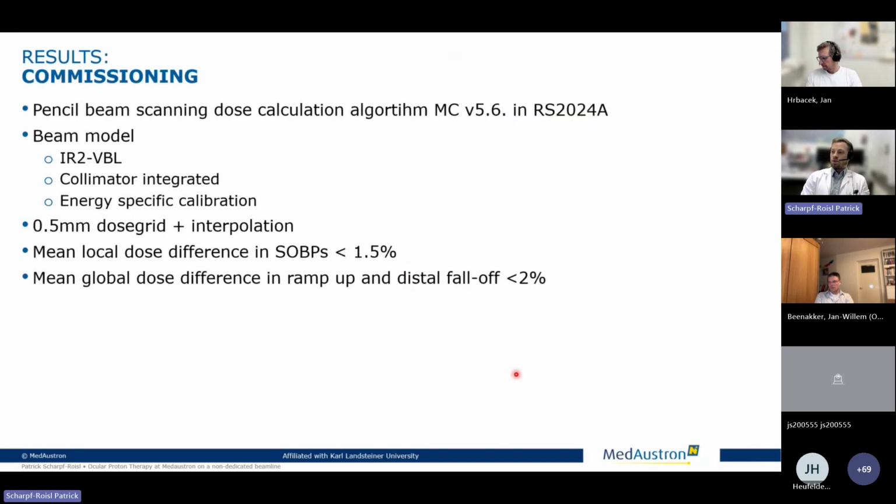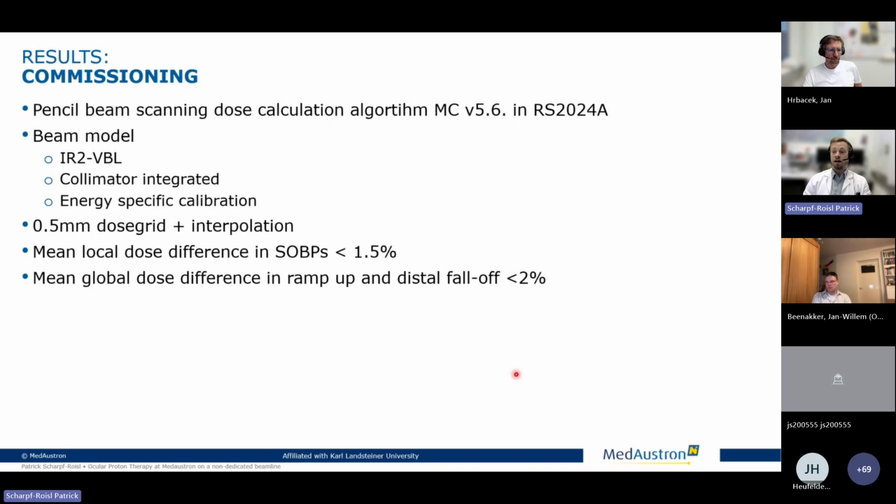Let's go a bit to commissioning. How did we determine how good our beam is and how much we can do a proper simulation? What we actually use for those simulations is the pencil beam scanning dose calculation algorithm based on Monte Carlo version 5.6 in RayStation 2024A, which means our beam model that we created in the system is a copy of the IR2 VBL model, where we just integrated the collimator and performed an energy-specific calibration.